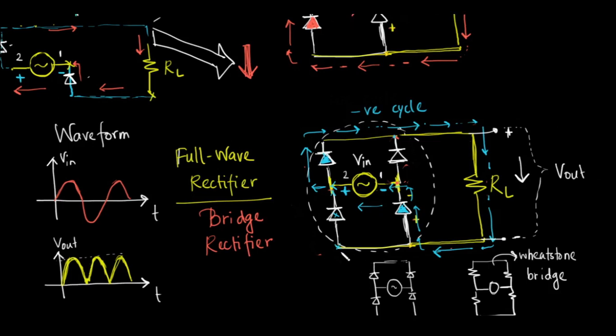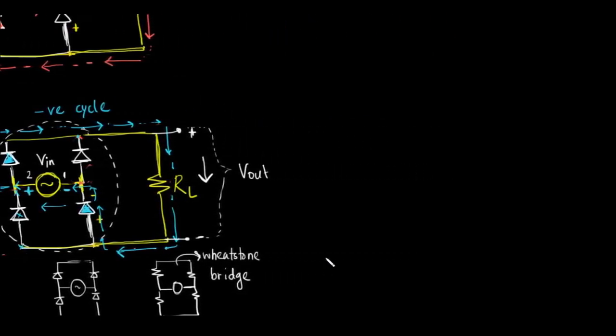So what will be the transfer characteristics of a full wave rectifier? In the previous lecture we saw the transfer characteristics of a half wave rectifier. If I have the input voltage on the x-axis and the output voltage on the y-axis, when the input is positive, the output is equal to the input, and if the input is negative, the output is 0.